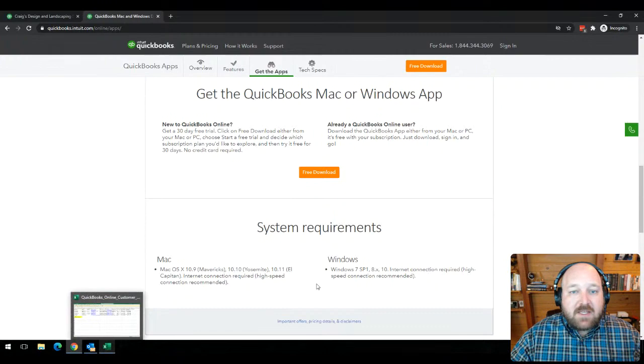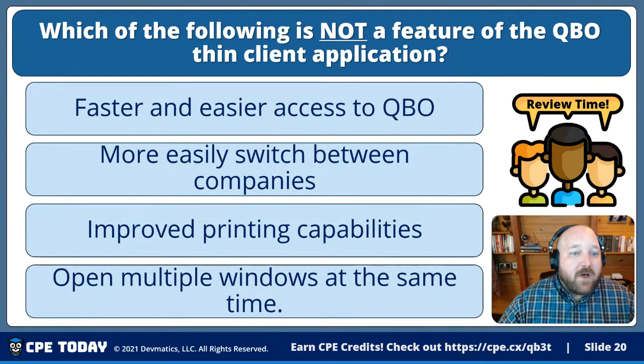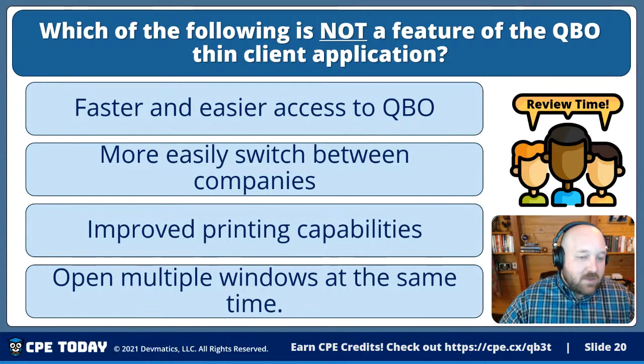Alrighty, that brings us to the end of our presentation for today. Let's go ahead and have our final review question. Which of the following is not a feature of the QBO Thin Client application? Is it faster and easier access to QuickBooks Online? Is it more easily switching between companies? Is it improved printing capabilities? Is it giving you the ability to open multiple windows at the same time?